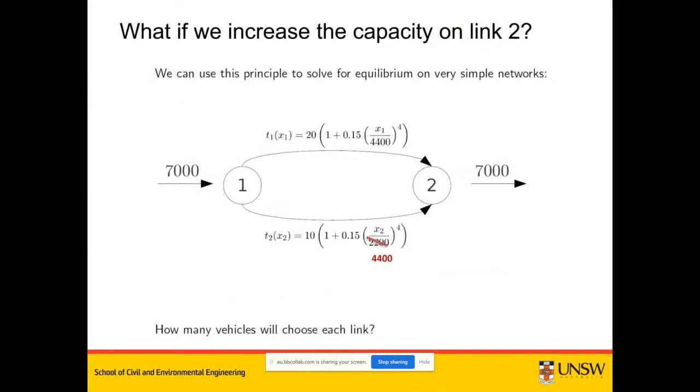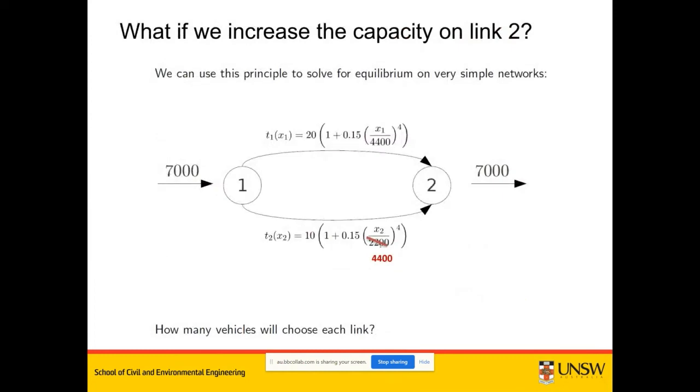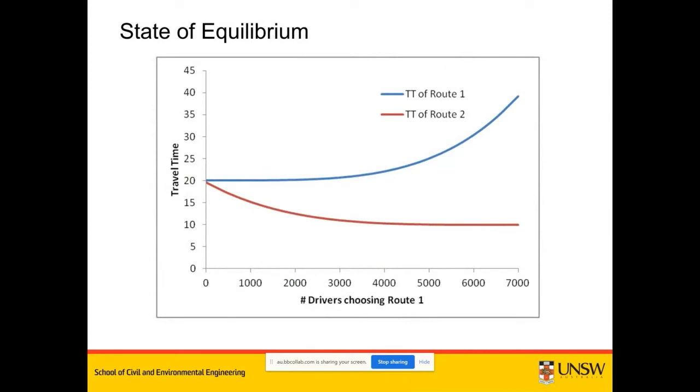And now we can see how capacity affects the user equilibrium solution. In the same example as before, if we increase the capacity of this path from 2,200 to 4,400, and we again plot the curves, where on the x-axis we have x1 and the y-axis we have the travel time, you can see that these two curves do not intersect.